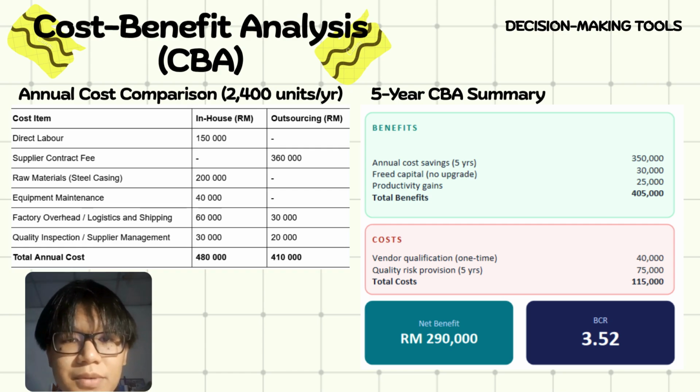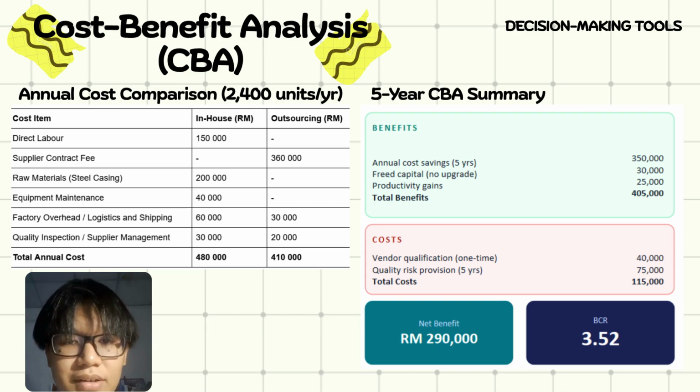We evaluated whether Innotech should produce HVAC compressor housing in-house or outsource it using two decision making tools. The first is the cost benefit analysis. Based on 2,400 units per year, in-house production costs 480,000 ringgit annually, while outsourcing only costs 410,000 ringgit, saving RM 2,000 per year.